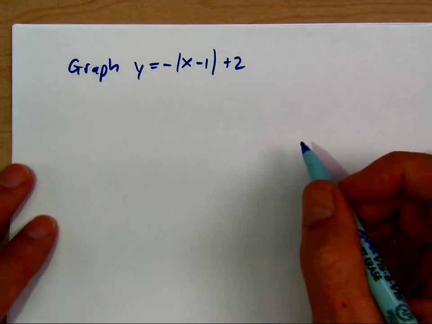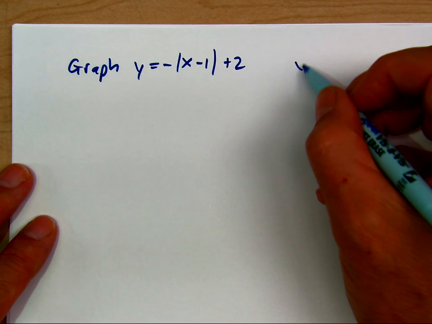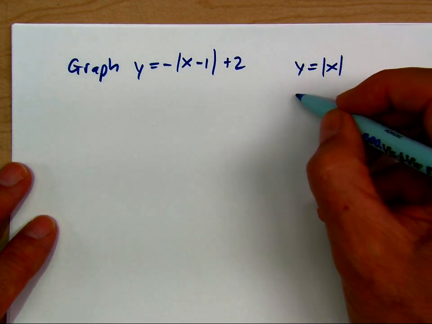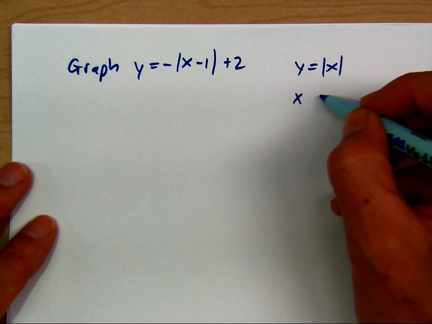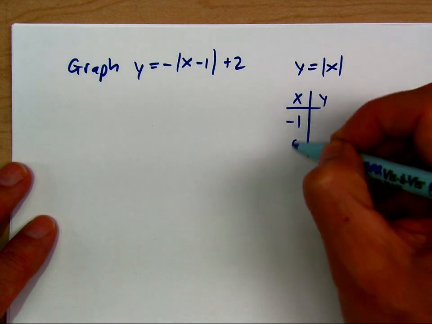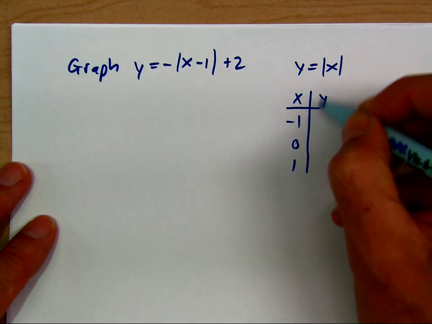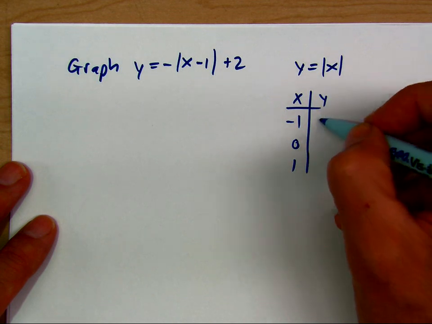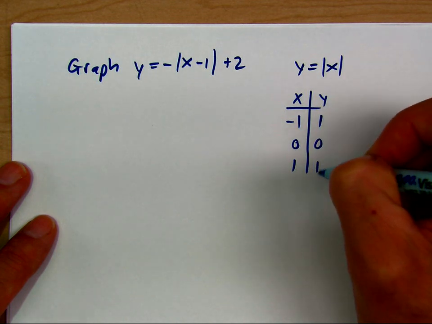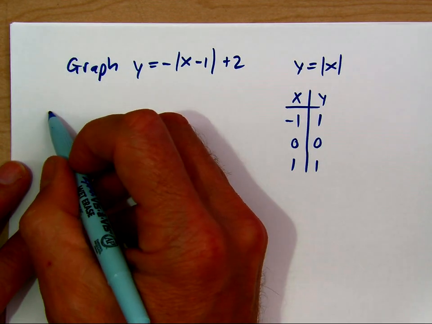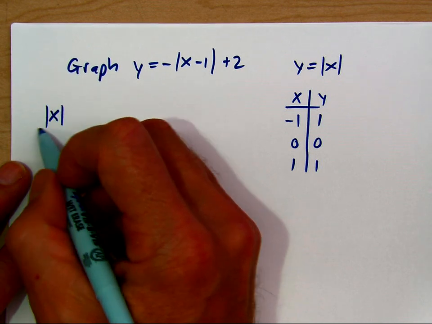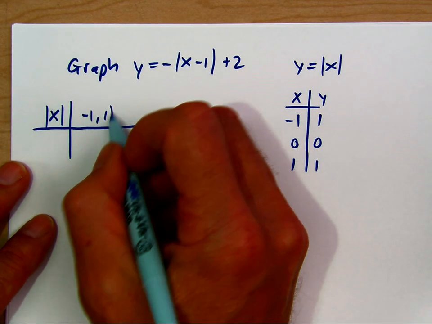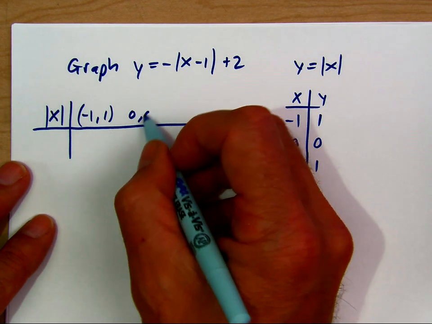All right, graphing. So if we look at the parent function, we know the parent function has these points. y is the absolute value of x. The absolute value of negative 1 is 1. So we get these points. We can say we have negative 1, 1, 0, 0, and 1, 1.